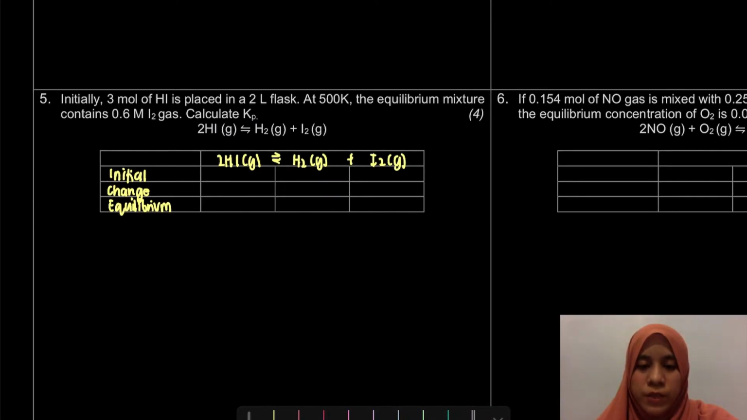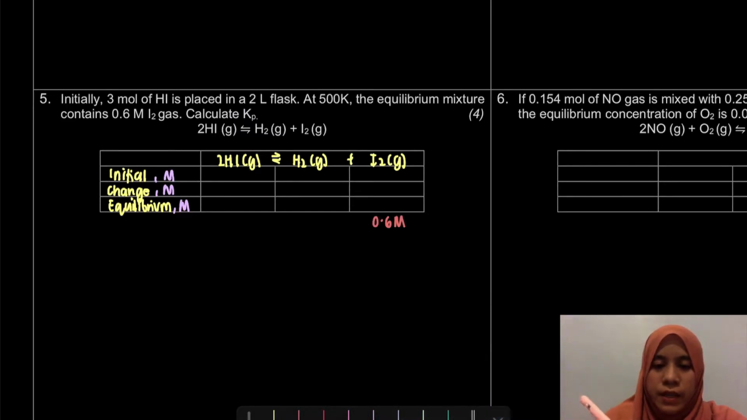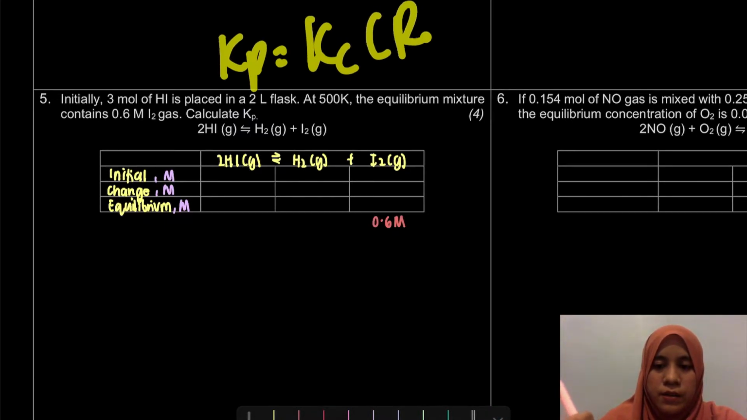So, from the question itself, it gives you that the equilibrium mixture contains 0.6 molar I2. So from here, I know that the given value is actually concentration, molar. So here, I'm going to write down molar, molar, molar. But actually here, it says calculate Kp. But we know this is M, whereas for Kp, pressure must be in atm. So from here, we have to use this: Kp equal to Kc RT delta n.